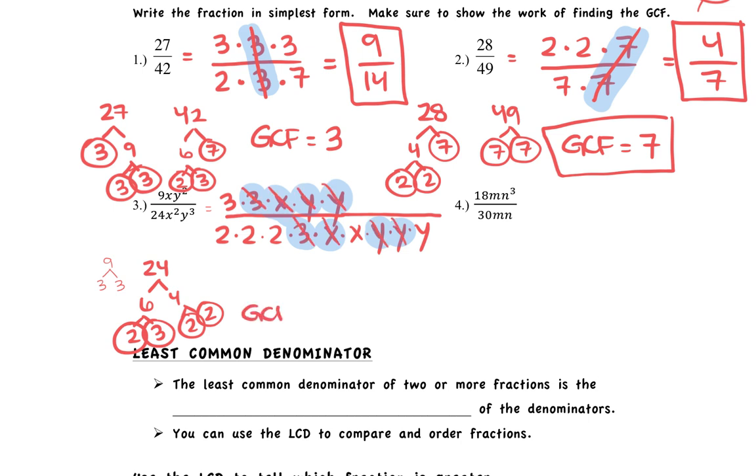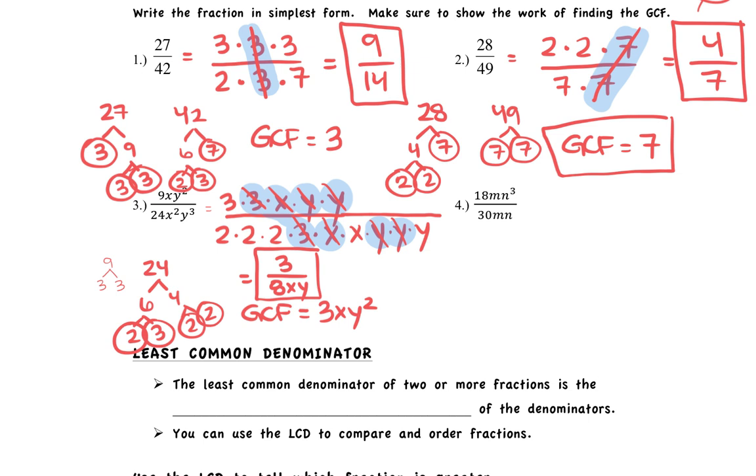So I see here that the GCF is 3xy squared. That's what I need to divide out. As soon as I divide that out, now I can see what I have left over. So on the top, I have just a 3 left. On the bottom, I have 2 times 2 times 2, that's 8, and 1x and 1y. So there is your simplified fraction, 3 over xy.